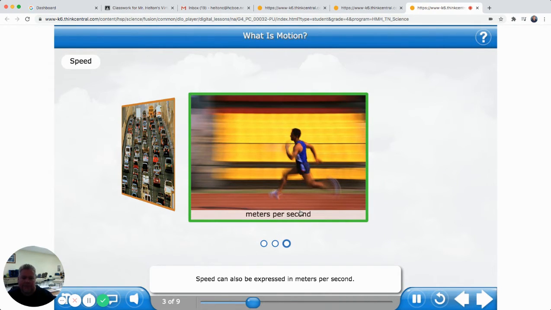Speed can also be expressed in meters per second. This unit is often used to express the speed of runners. How many meters per second do you think you can run? Not very many. I can't anyway. You could probably run faster than I can. I don't know. Meters per second. A meter's like 3 feet. I don't know if I could even run 2 meters per second. What do you think?